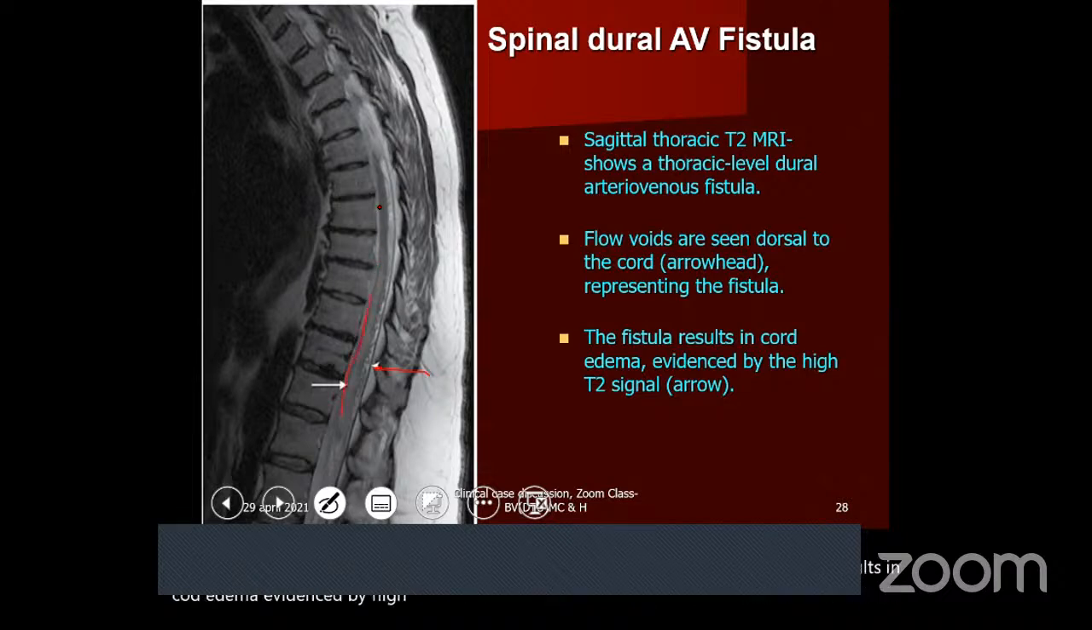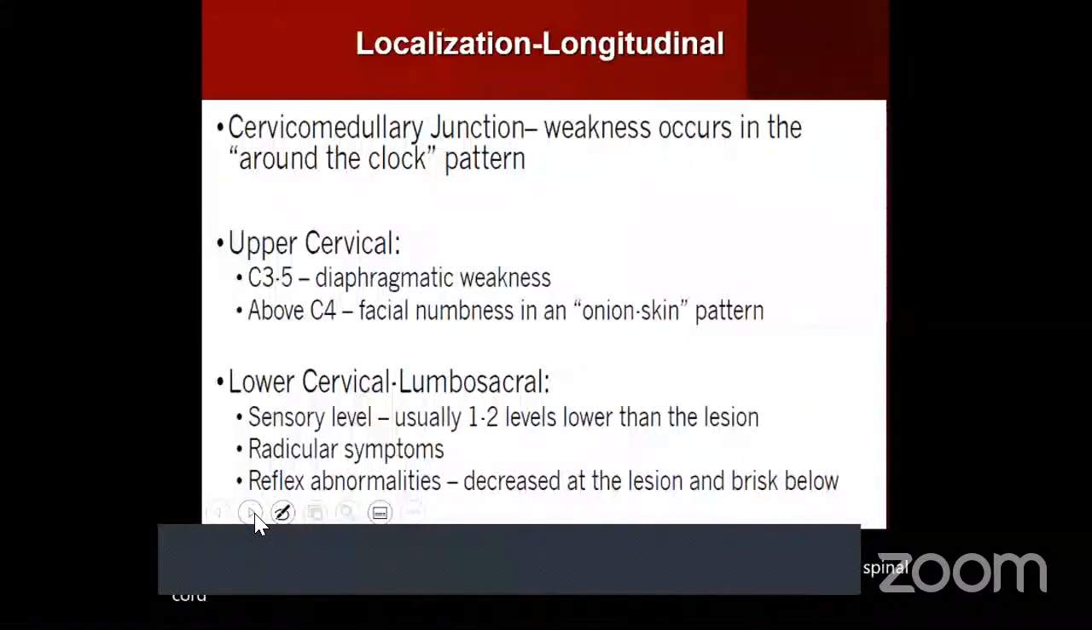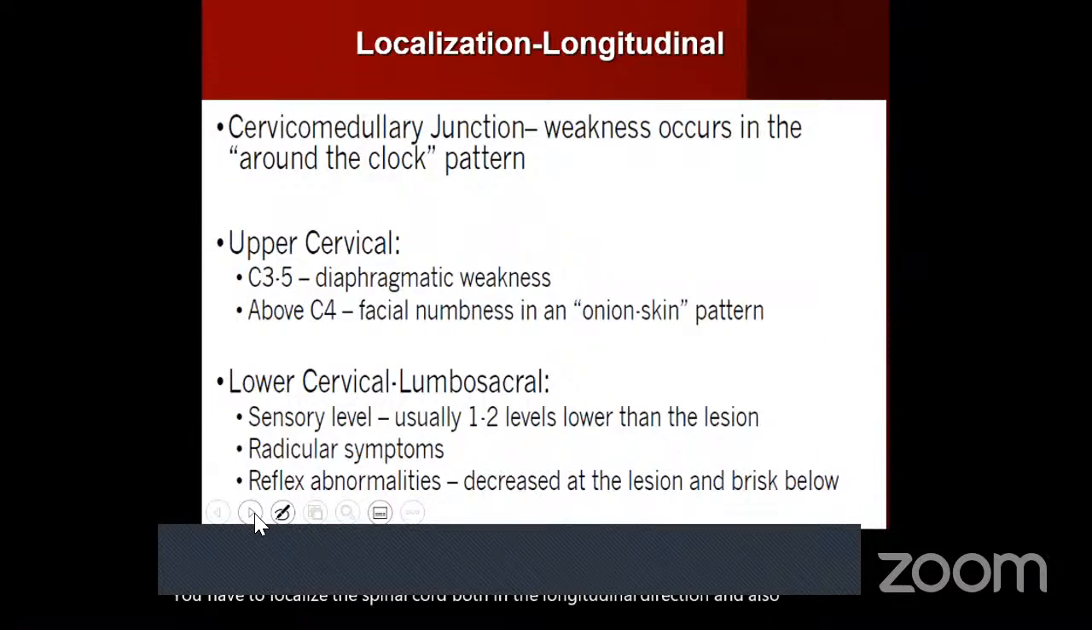So there is a spinal dural AV fistula, which can give rise to this. This is another vascular pathology of the spinal cord. So right now, whenever disease is there, you have to localize it in the spinal cord, both in the longitudinal direction and also in the transverse direction. If you look at the cervicomedullary junction pathologies, because of tumors or any other reason, the weakness occurs in an around-the-clock pattern.